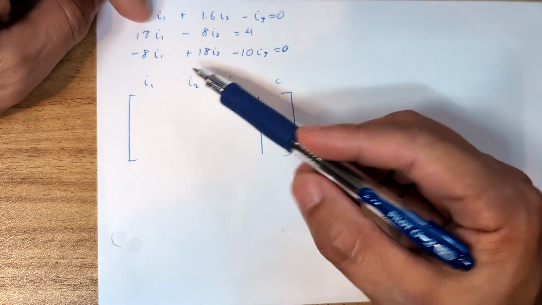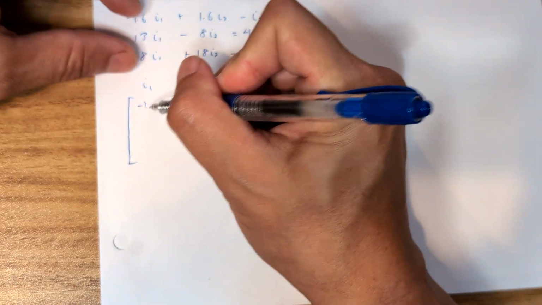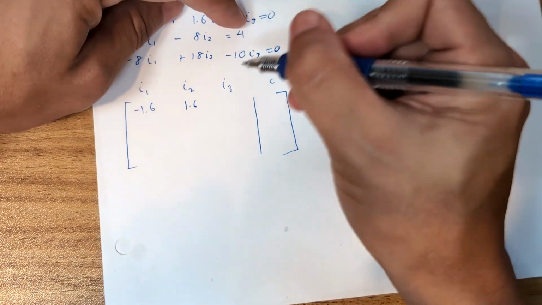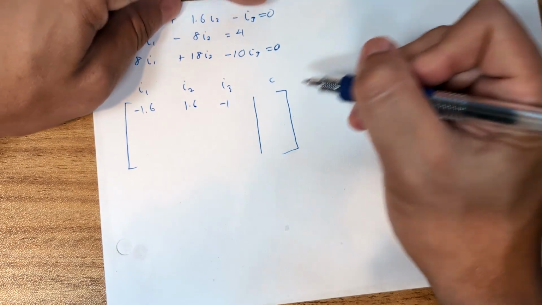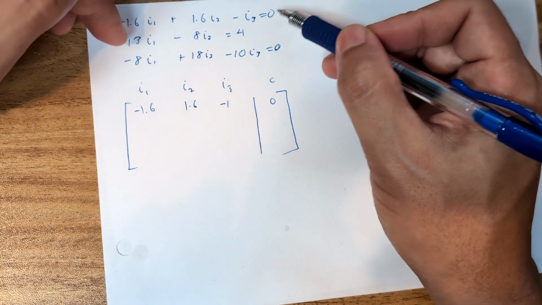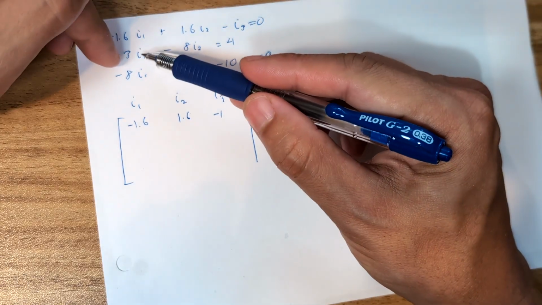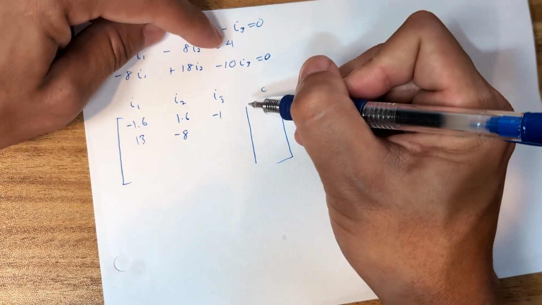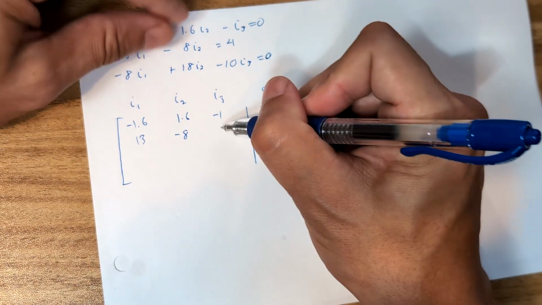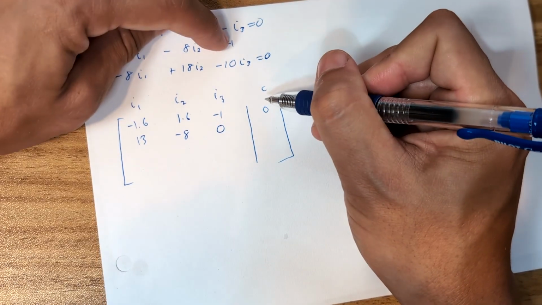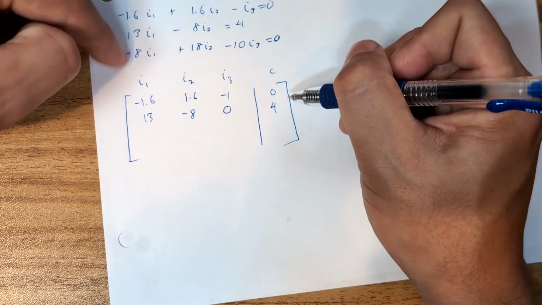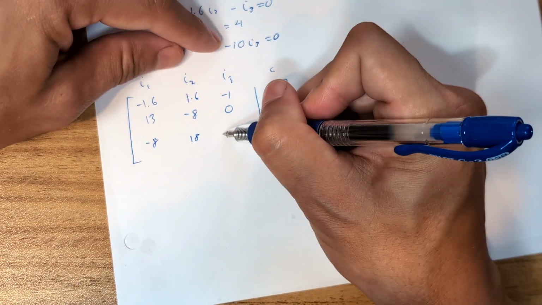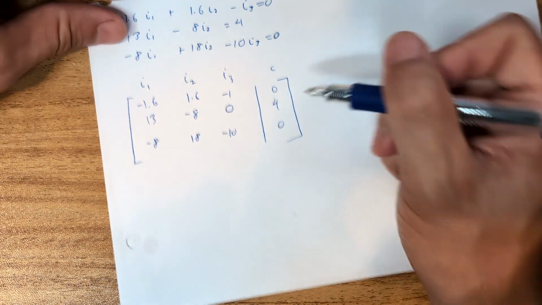So for the first equation, you have a negative 1.6 as the coefficient for I1. For I2, it's 1.6. For I3, it's negative 1, and then 0 on your right side. For the second equation, it's 13 for the coefficient, and then negative 8. This one doesn't have an I3, so you're just going to put a 0 for I3. On the right-hand side, it's 4. And for the third, I1 is negative 8, then 18, negative 10, and 0.